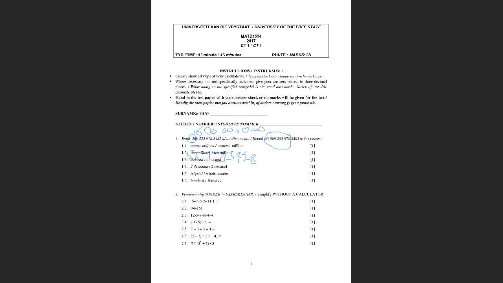So the last one is the nearest 100. The nearest 100 will fall on 9. When I add 1 to the 9, I will get 10. Then I'll carry it forward. Then I'll get 6.